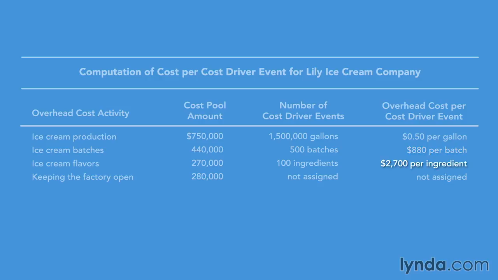Finally, the $2,700 per ingredient overhead cost computed for the servicing the special needs of each individual ice cream flavor activity reflects the costs associated with the complexities of each ice cream flavor. You should also note that these product line costs associated with each flavor are not related to how many batches or how many individual gallons of ice cream are produced.